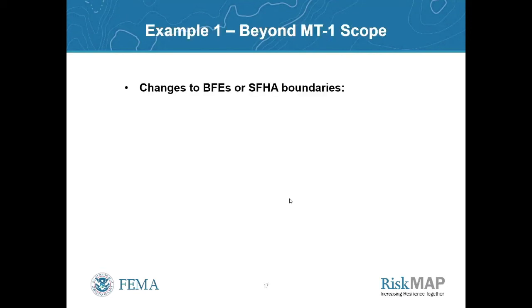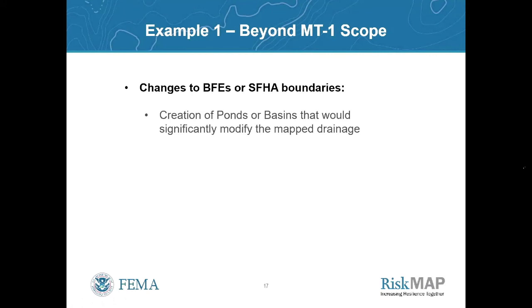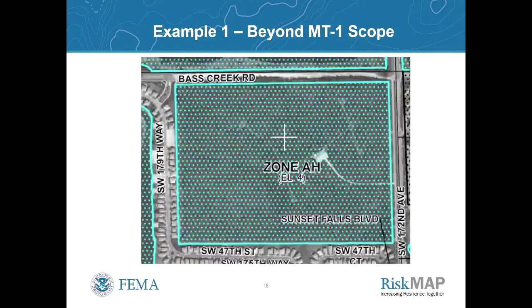So let's get into some examples here. First top bullet was changes to BFEs or special flood hazard area boundaries. First sub-bullet was the creation of ponds or basins that would significantly modify the mapped drainage. So for this example here, I've just pulled a screenshot from an effective flood insurance rate map. You've got a ponding Zone AH, elevation 4. The underlying topography that was submitted with the request shows that this entire area is basically below 4. Most of it is approaching 0, with the lowest spot slightly below 0.